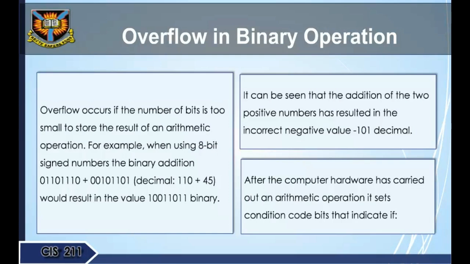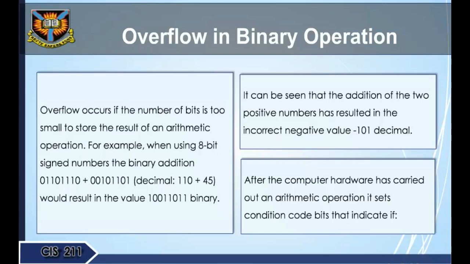Overflow in binary operation. Overflow occurs if the number of bits is too small to store the result of an arithmetic operation. For example, when using 8-bit signed numbers, the binary addition 01101110 plus 00101101, decimal 110 plus 45, would result in the value 10011011 binary.